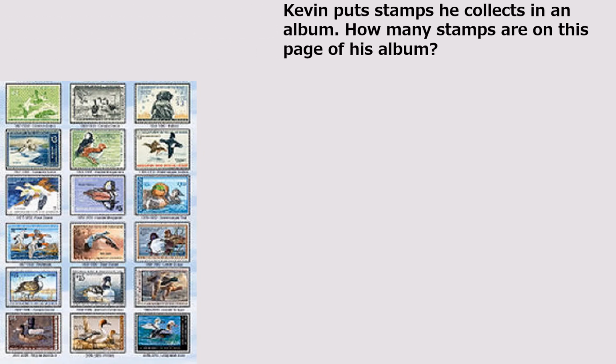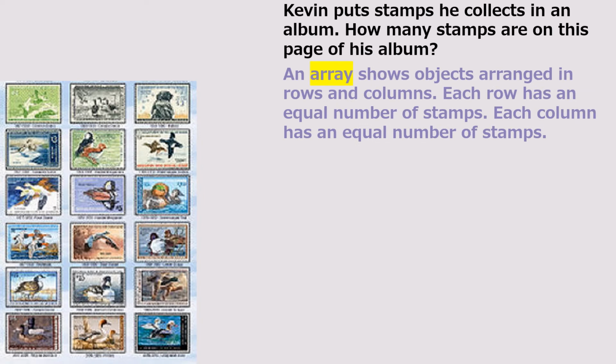Let's say Kevin puts stamps he collects in an album. How many stamps are on this page of his album? Well, these stamps are displayed in an array. An array shows objects arranged in rows and columns. Each row has an equal number of stamps, and each column has an equal number of stamps.